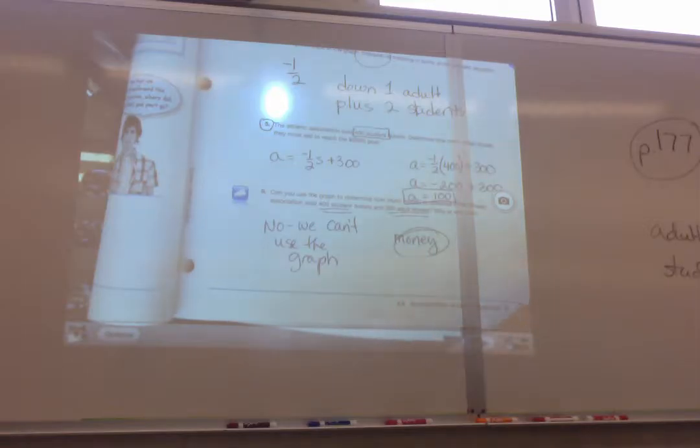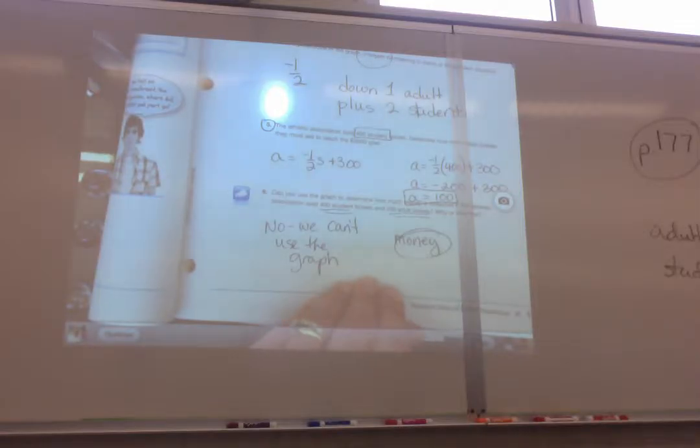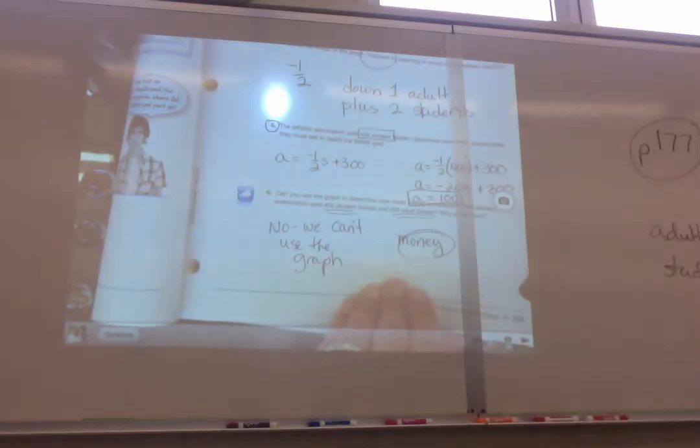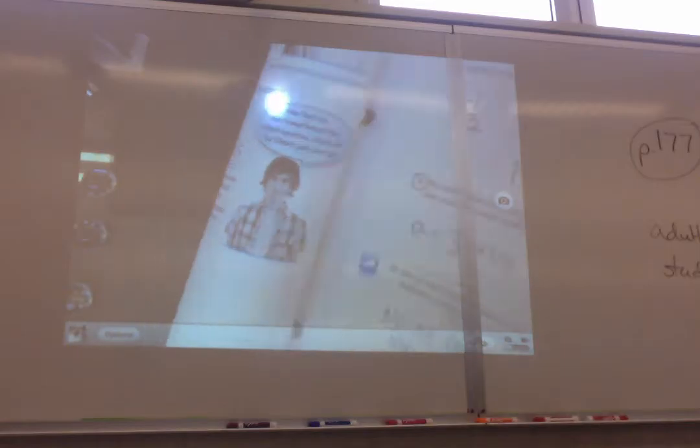Okay, we can tell numbers of tickets and we can compare adults and students and find combinations, but we don't know money off of this graph. Camel, write down no for number 6. Flip the page.